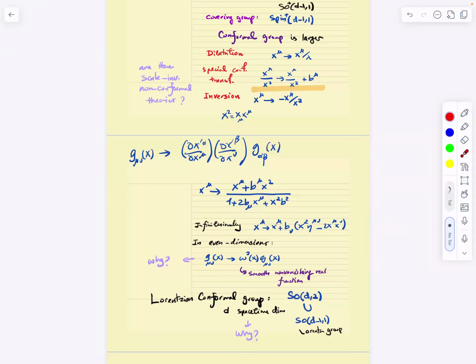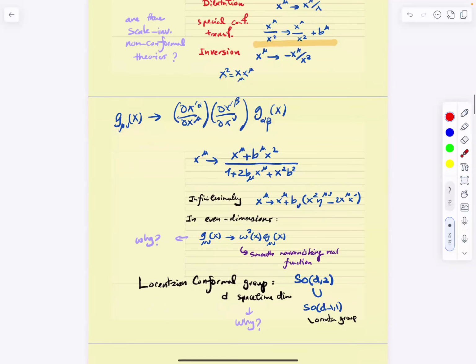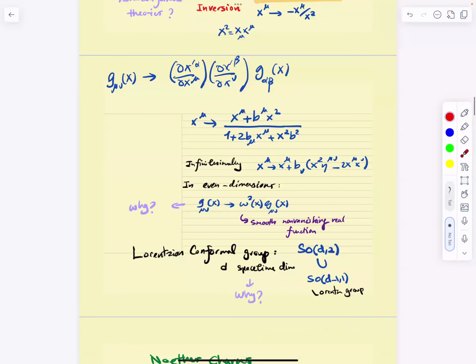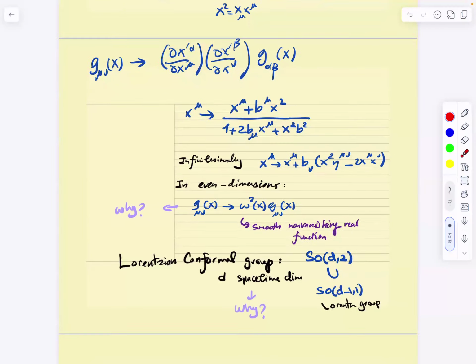SO(1,2) is the same thing as PSL(2,R). It's the same thing as PSU(1,1) as well, in case you know what that group is. Well, you do know what PSU(1,1) is, but I defined this in part 1 of the course. Questions about this?